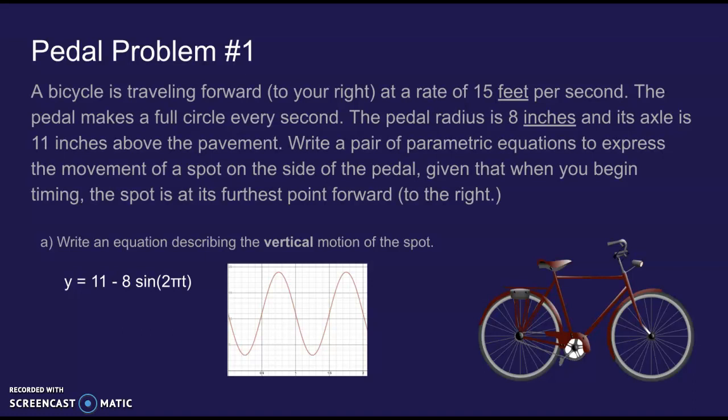The 11 was because of the vertical shift. The 8 was the amplitude. You can see in the picture it's going down first, so it's a negative sign. And then because it makes a full circle every second, 2 pi divided by 1 gives you the number in front of t.